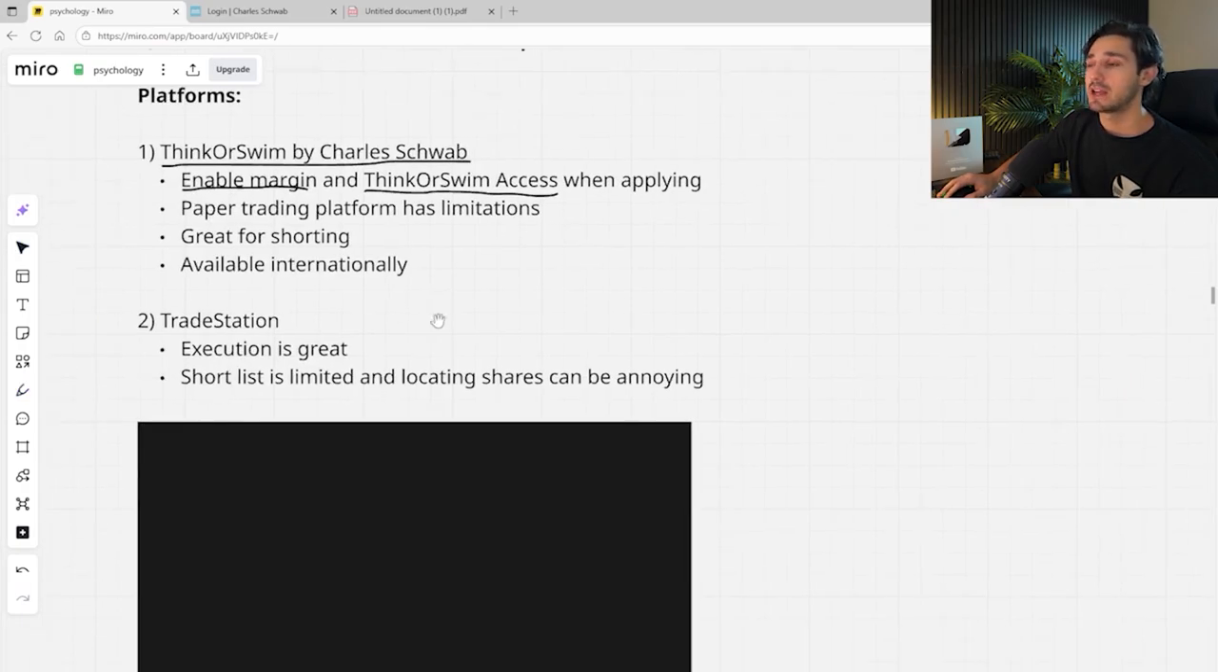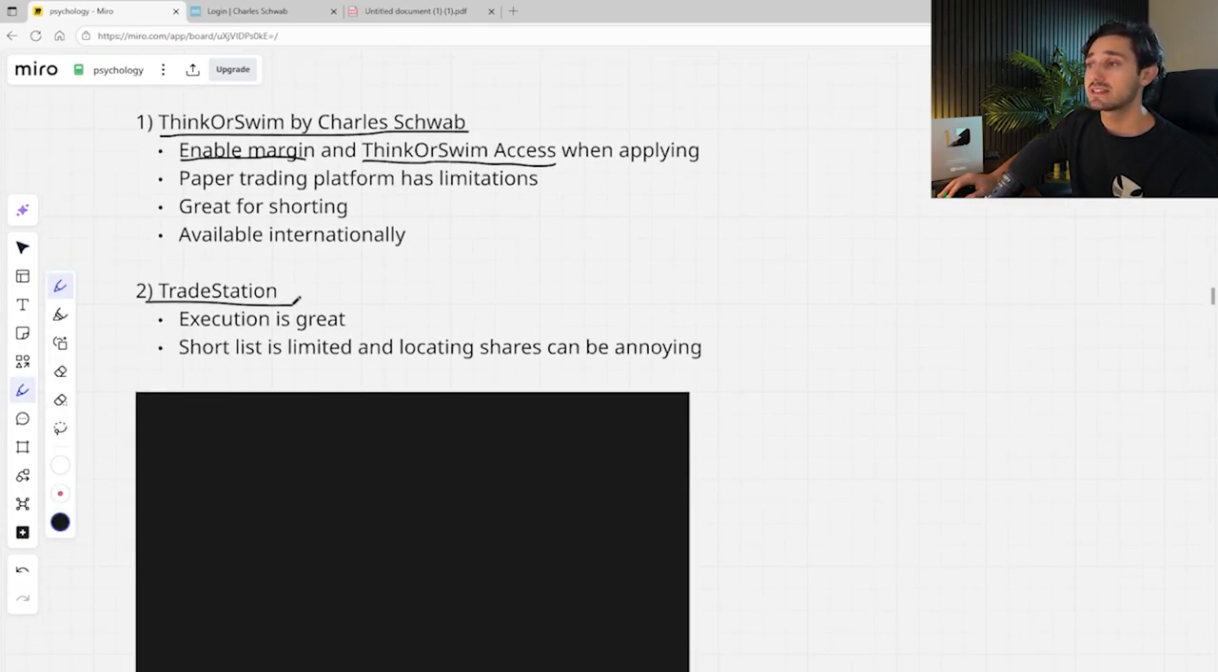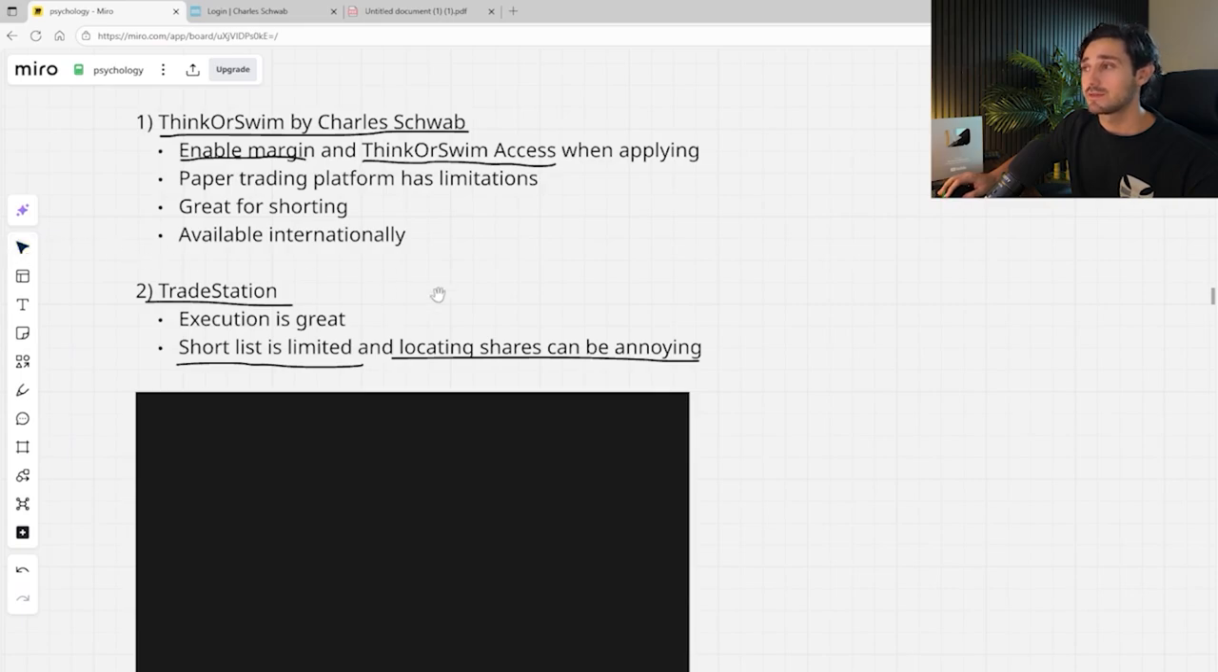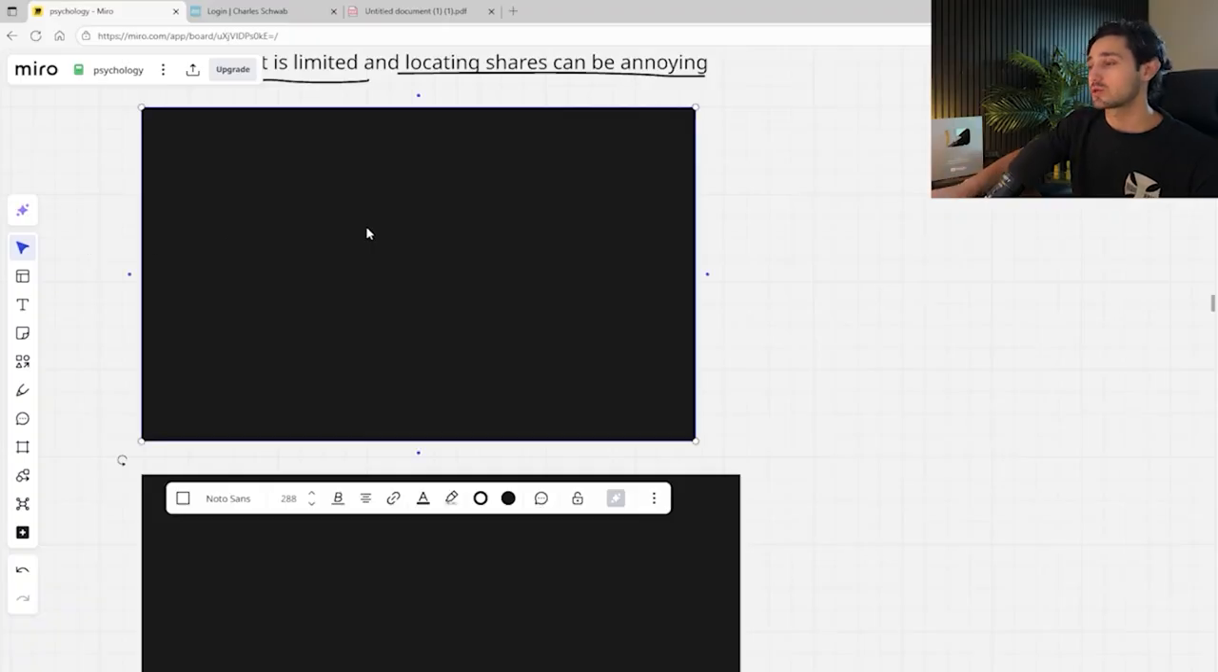Next is TradeStation. I used to use TradeStation back in the day. TradeStation is solid. I would say it's just a worse version of Thinkorswim. The execution is actually great. The platform can be a little bit glitchy when it comes to charting, but overall, it's actually really similar to Thinkorswim. It's a great platform. The biggest con for me personally is the fact that the short list is limited. You can't short as many stocks on TradeStation as you can on Thinkorswim, and locating shares can be super annoying. So if you're choosing between TradeStation or Thinkorswim, I would just use Thinkorswim personally.